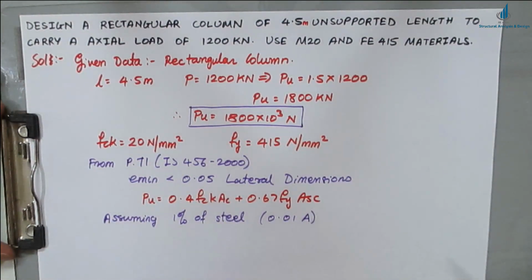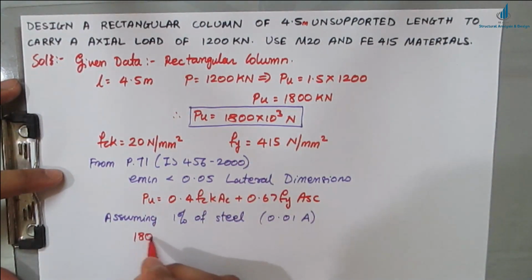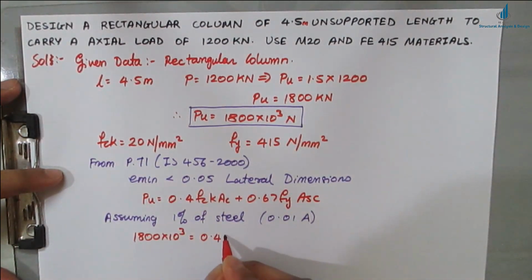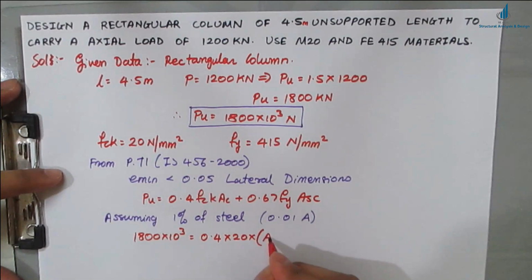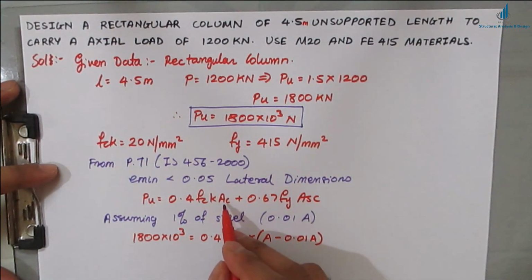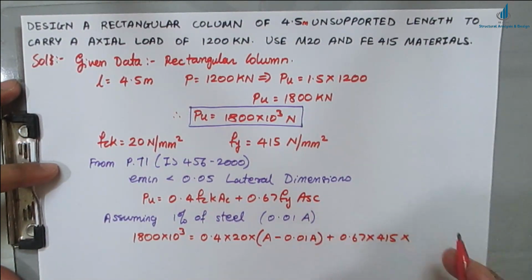Now we will substitute. Pu is 1800 into 10 raised to 3 equals 0.4, fck is 20, Ac is the whole area of the column minus 0.01 times the area. The whole column we have taken, that is area, and from that whole area I have deducted 1% of steel, so we will directly get the area of concrete in the column. Plus 0.67, fy is 415 and Asc is 0.01A.